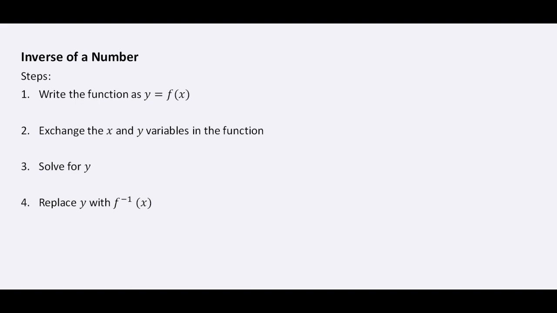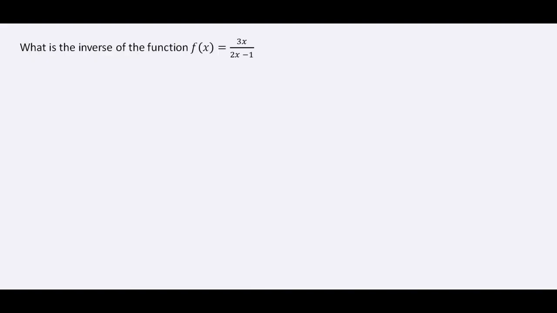Now we're going to look at the inverse of a function. It's important to know how to find the inverse, and we'll see that shortly. So we're going to write the function as y equal to f of x, exchange the x and y variables in the function, solve for y, and then replace y with the f inverse of x. There is a video that covers this extensively, but for the sake of this topic, we're going to just go through one example. So we're saying we have y equal to 3x over 2x minus 1.